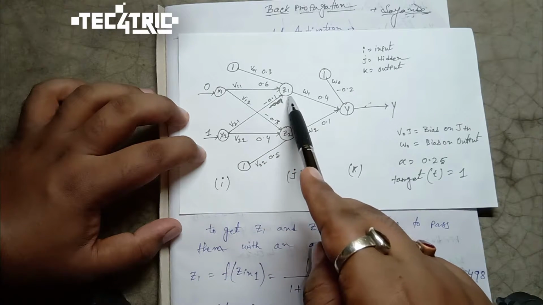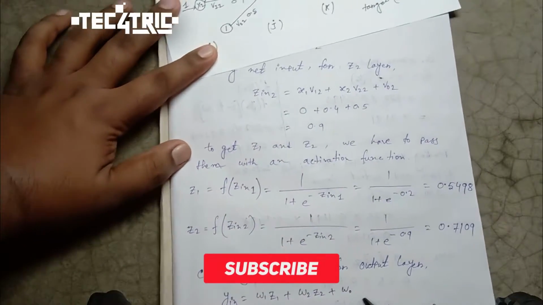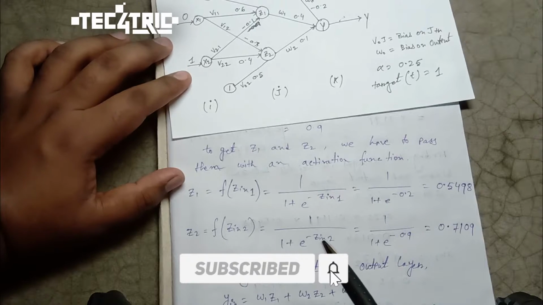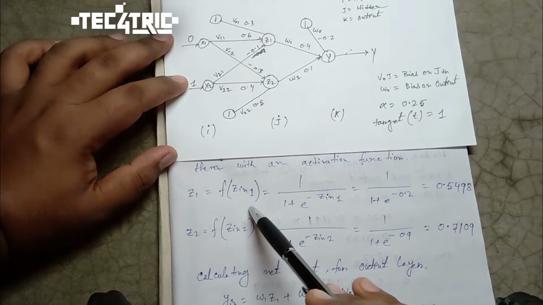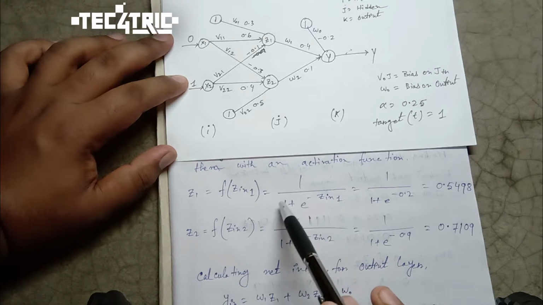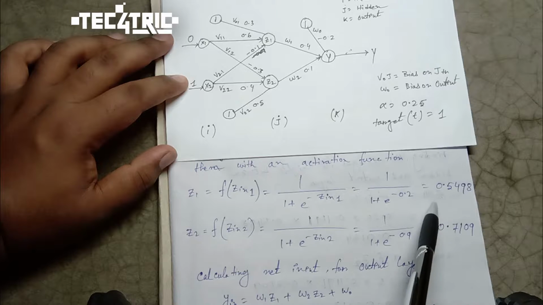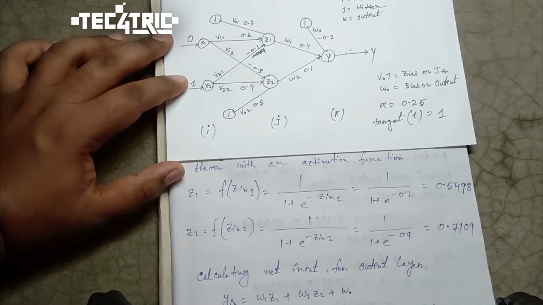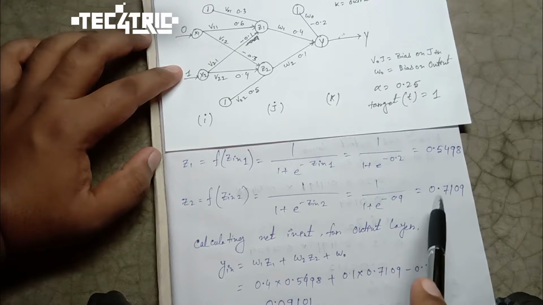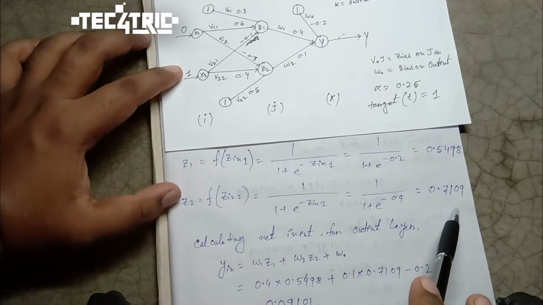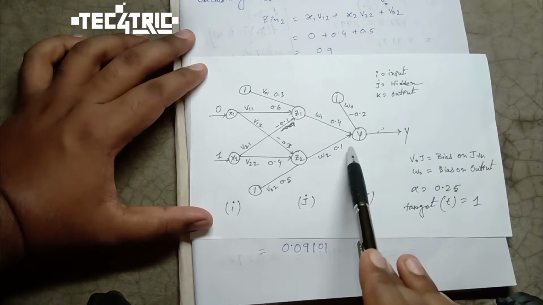Now to calculate z1 and z2, we have to pass them through an activation function. So we have the sigmoidal activation function. z1 will be f of z input 1, and it will be 1 by 1 plus e to the power minus z input 1, and we got 0.5498. In the same way we calculate z2, and we got 0.7109. So we are done with the hidden layer. Now it's time to calculate for the output layer.